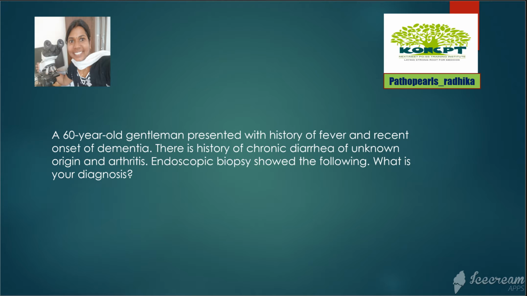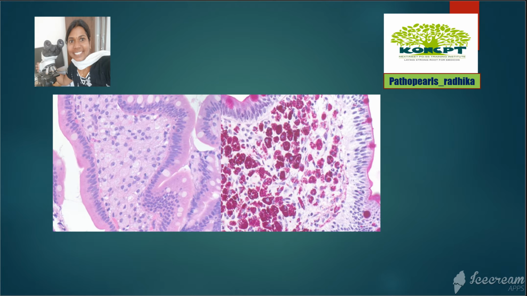So today's question is, a 60-year-old gentleman presented with history of fever, recent onset of dementia. There is history of chronic diarrhea and arthritis. Biopsy showed the following. What is your diagnosis?